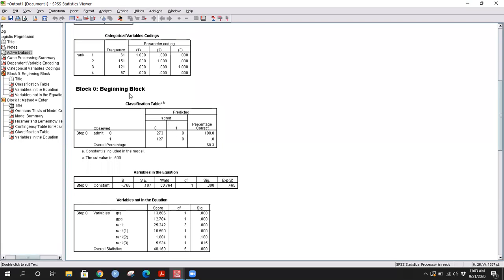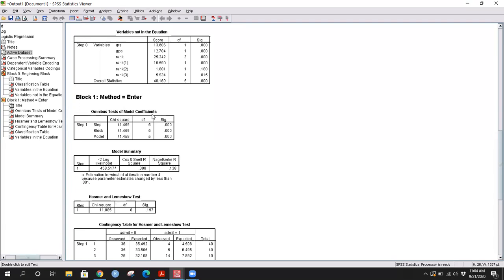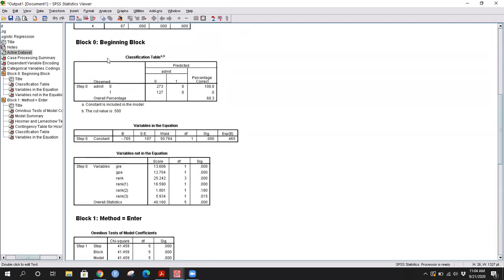Then block 0 or the beginning block means the empty model. So basically, empty model means that this particular model has no independent variables. And then we'll gradually enter this particular table where we have added all the independent variables. So block 0 has no independent variables. So basically, an absent model. You only have the intercept term in this model in a way.